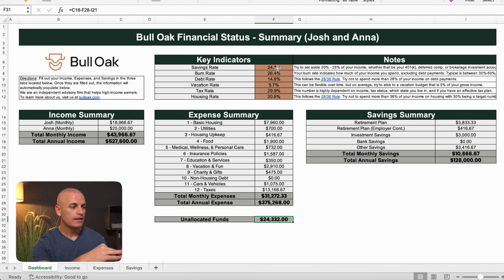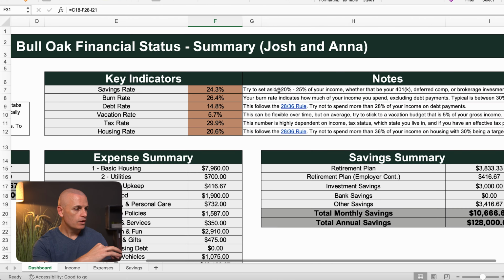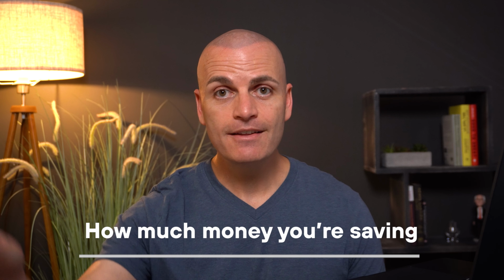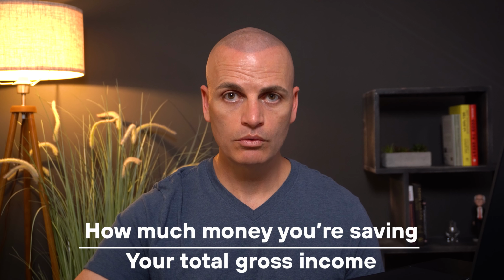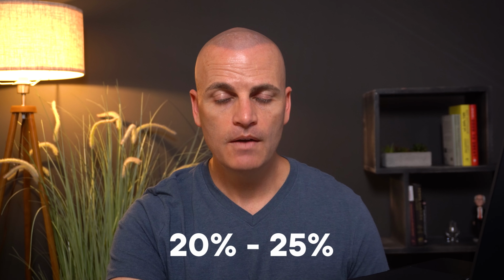The last thing that you want to do, and this is really where you get to see where your money is actually being allocated, is in this key indicator section that we created right here. So the biggest number that you want to take away from all of this is what is your actual savings rate? So your savings rate is just how much money you're saving divided by your total gross income. And a good number to target is somewhere between 20 and 25%. If you're saving about this number or even higher, then you are doing very, very well.